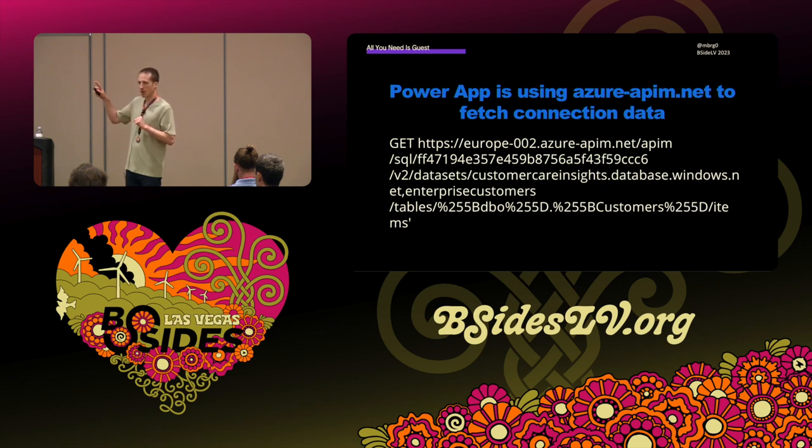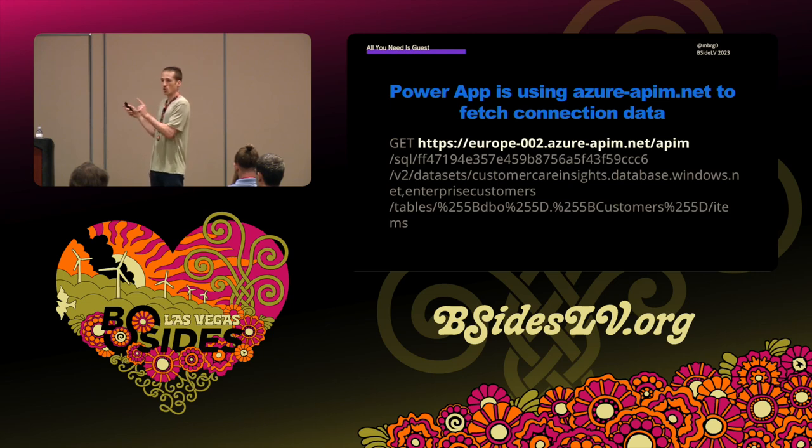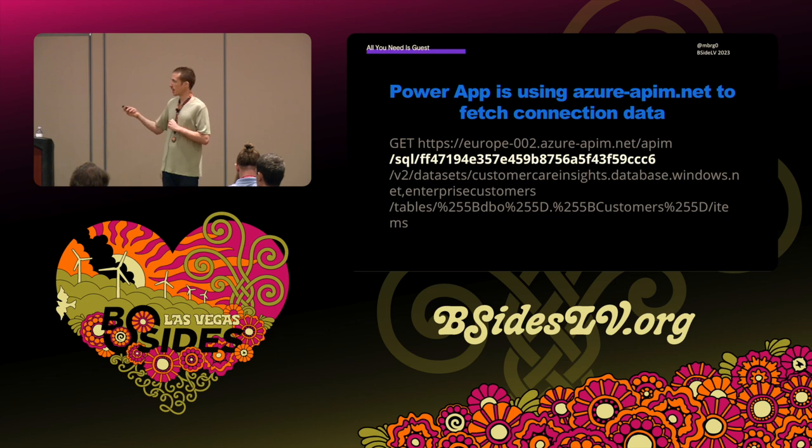This Power App is actually using this endpoint, Azure APIM.net, to fetch the information behind that connection. Any operation that this app would like to do with this connection, it will do through this Azure APIM instance. So let's try to figure out this URL. It starts with Azure APIM. That's just an Azure API gateway that's hosted in Azure. After that, it goes to SQL and then an ID for this specific connection. If you use the same thing in your PowerApps instance, then you'll get the same URL, but just a different ID. You'll probably not be in Europe, but well.